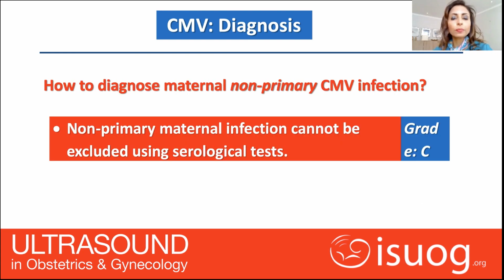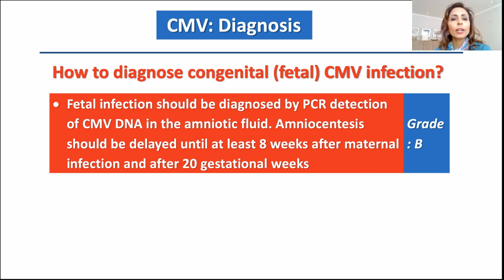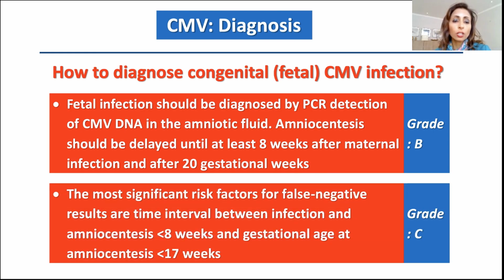immune system. What about maternal non-primary CMV infection? Well, it cannot be excluded using serology. And therefore, in order to diagnose congenital or fetal CMV infection, we need to perform amniocentesis and look for the CMV PCR. And the timing of the amniocentesis is very important. It should be delayed until 8 weeks from the maternal infection, and ideally after 20 weeks gestation.